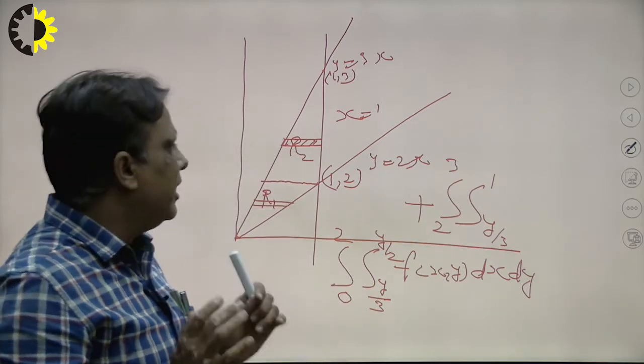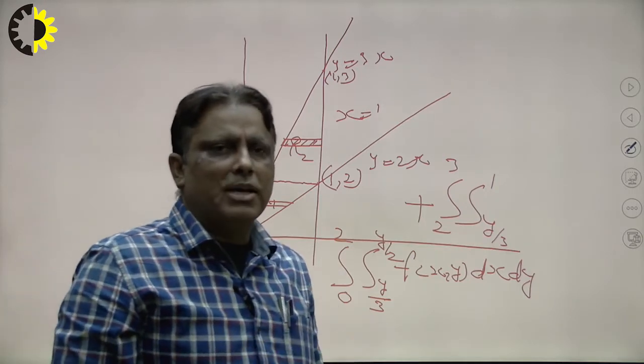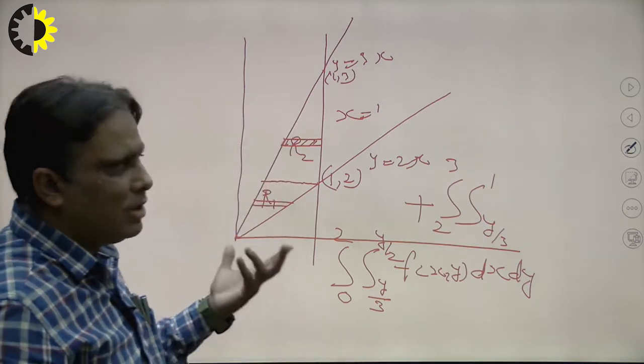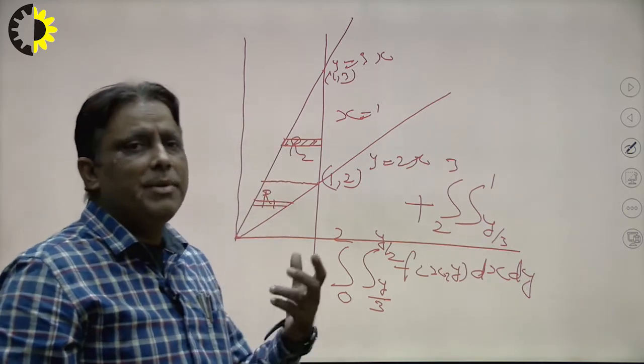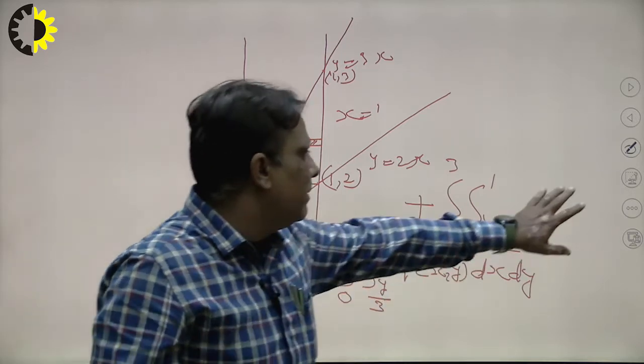Students, understand very carefully: when we take the limit from the graph, if the strip is parallel to the x-axis, that means first we take the limit of x. If the strip is parallel to the y-axis, then first of all we take the limit of y. So in this way we can solve our problem one by one.